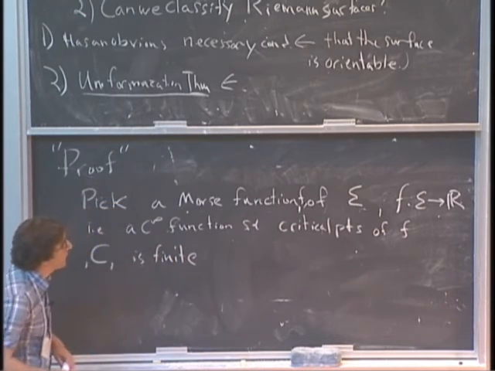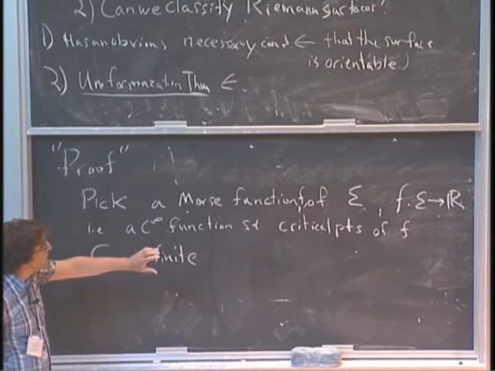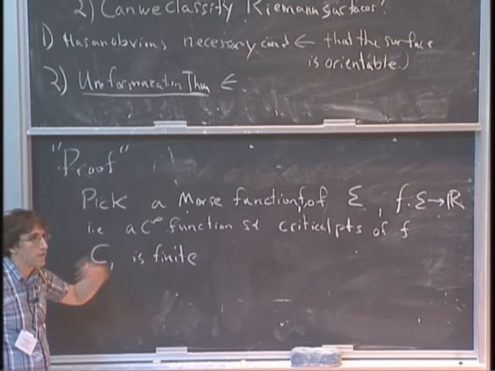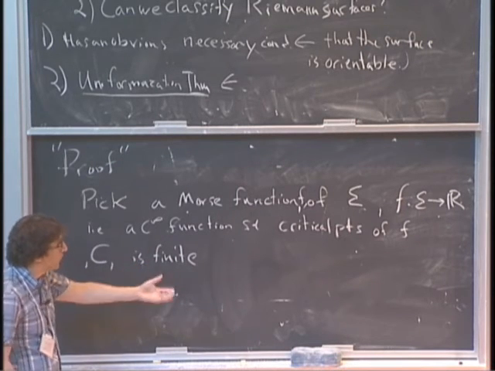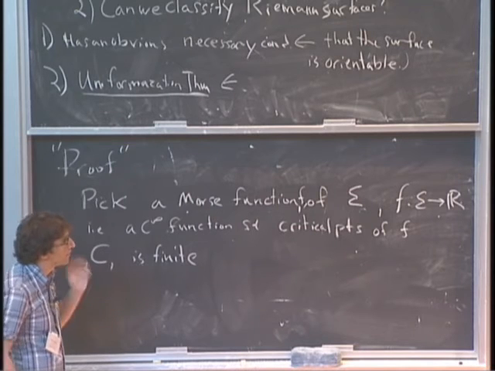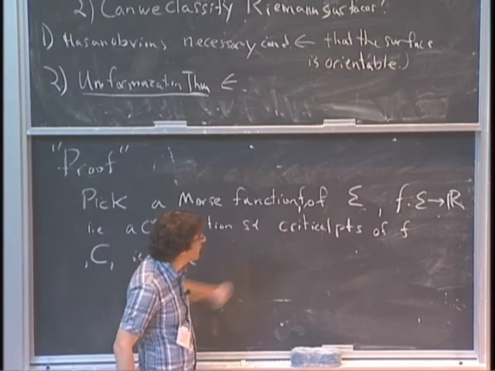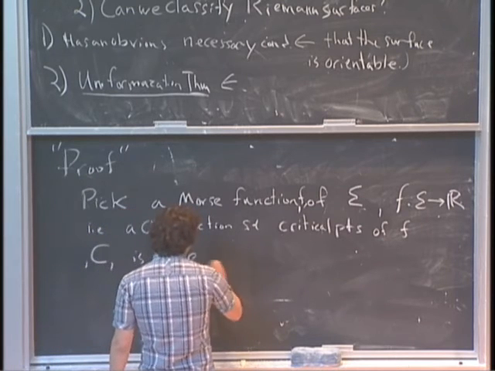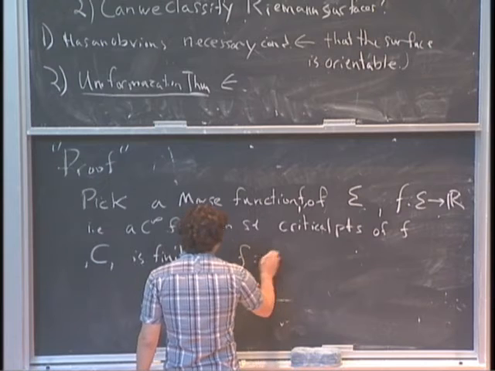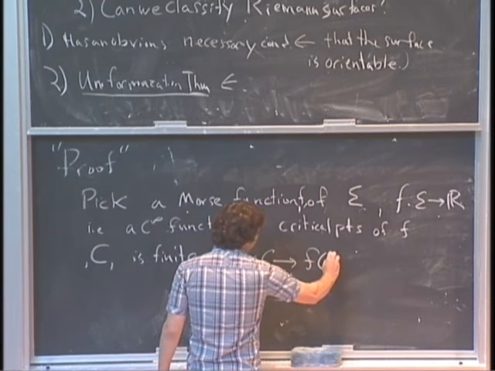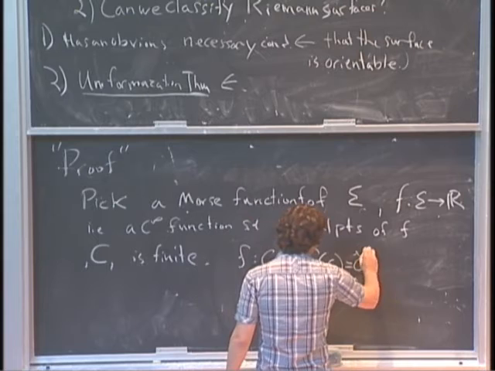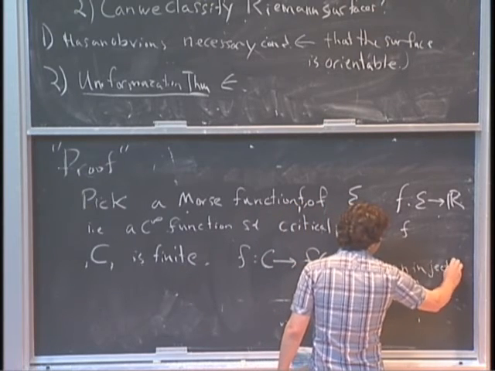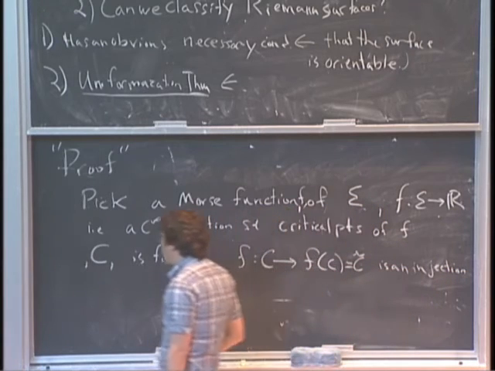So one thing we should notice is that if you have a smooth function on a surface, you can check whether its derivative is 0 by just looking at charts, and that's independent of the choice of chart. That's the only value of the derivative that makes sense. But that means the notion of critical point is well defined. So the set of critical points is finite, and we also assume that the map f taking the critical points to the critical values, we'll call it C tilde, is an injection. So for each critical value, there's only one critical point.